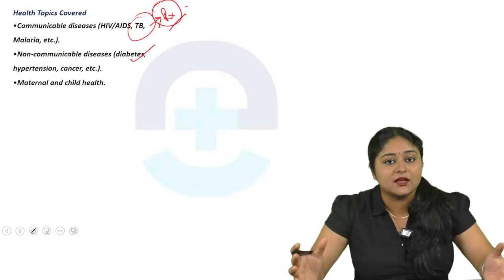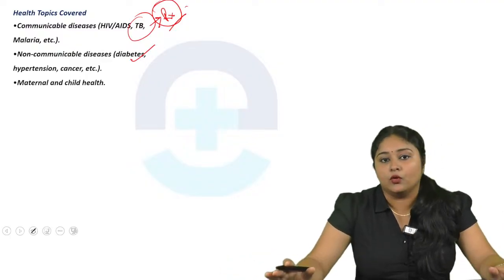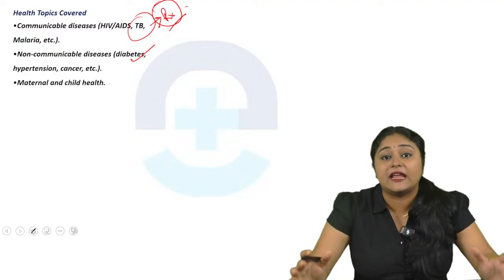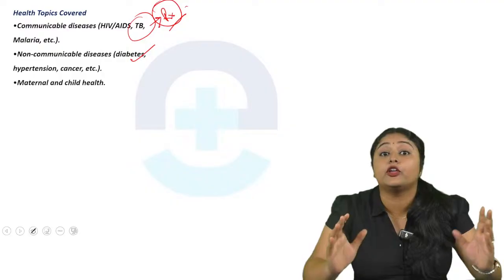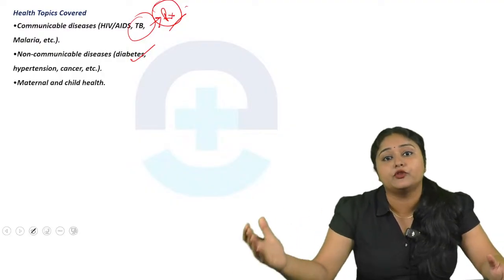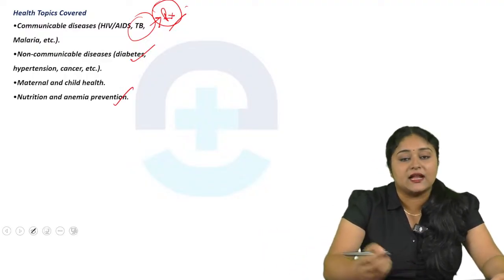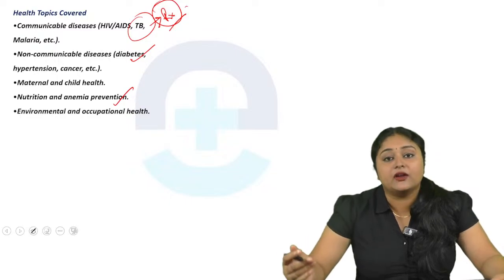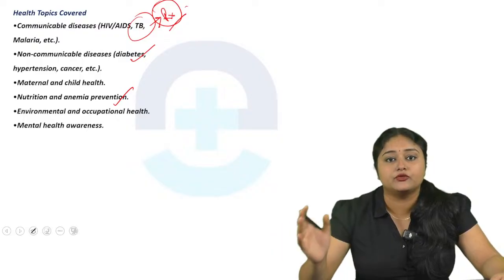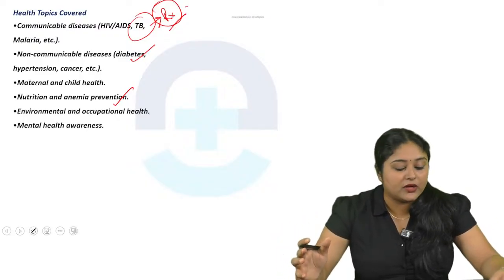Mainly they have the misconception that since they are taking iron, folic acid is not needed, but no, folic acid also you have to take, because folic acid helps to prevent any kind of neurological disorder for your fetus. So this kind of information also we have to disclose to the community people. Okay, next come nutrition as well as anemia prevention, then environmental as well as occupational health, and mental health awareness, how they have to keep their mental health healthy. So these topics, tricks and tactics, everything we have to say.